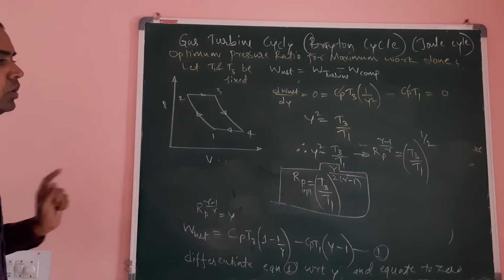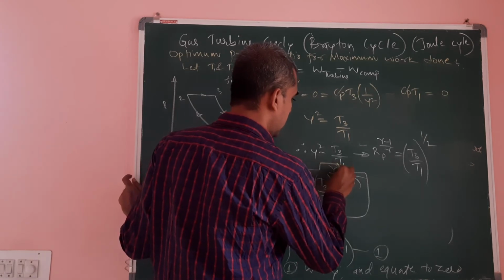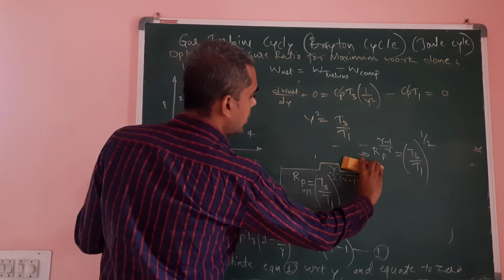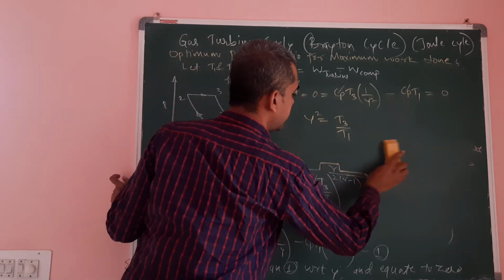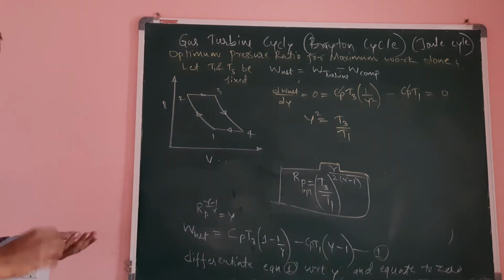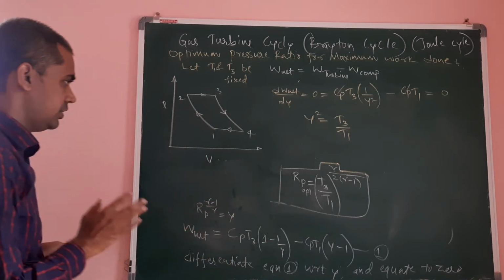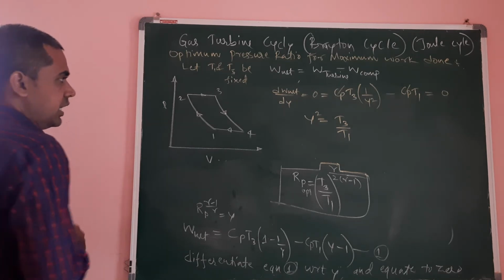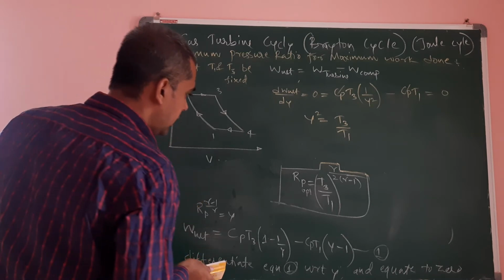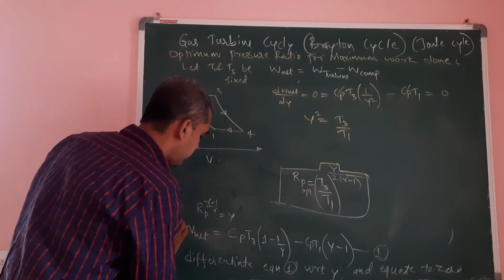This is the expression for the optimum pressure ratio. What we have done is, we have not considered compressor efficiency and turbine efficiency. Now we will consider compressor efficiency and turbine efficiency, and we will calculate again the net work done, and we will calculate what is the optimum pressure ratio. Okay.